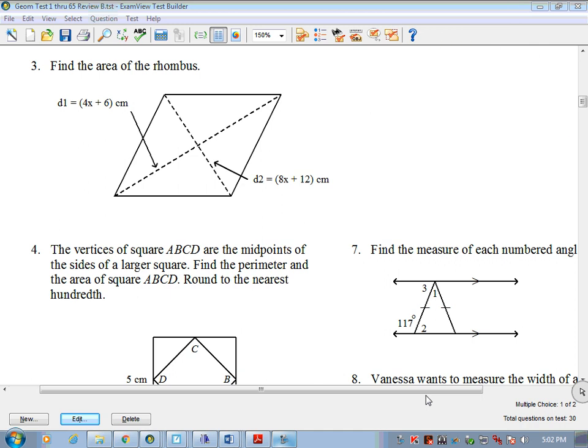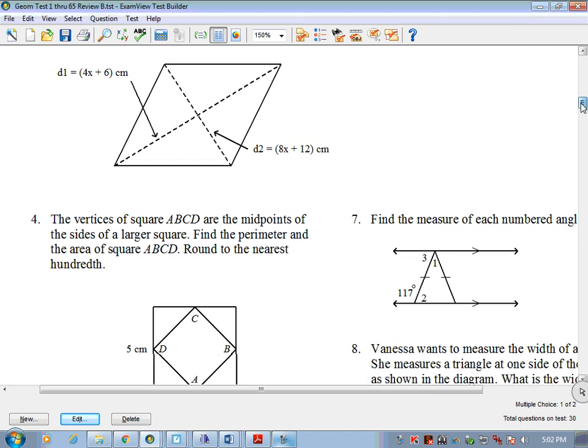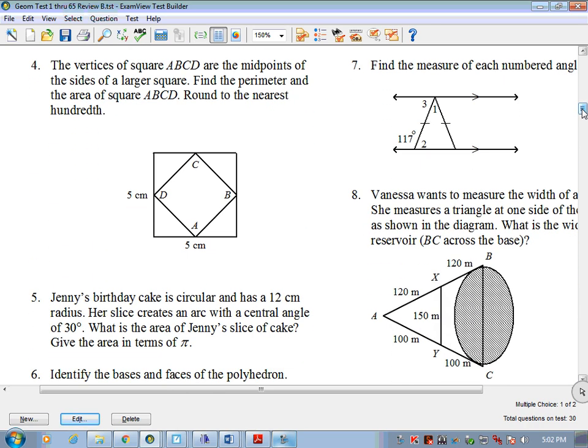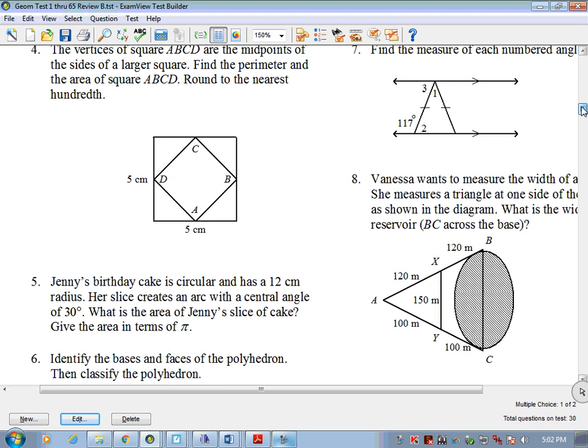Biggest mistake that's made here is not dividing by 2. Plenty of people will FOIL, but they won't divide by 2, and so therefore they'll get the answer wrong. But make sure that you're showing your work so that you can get full credit.